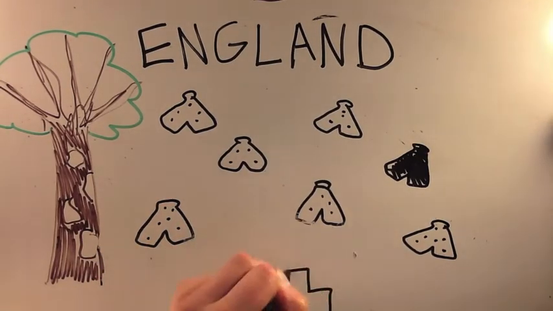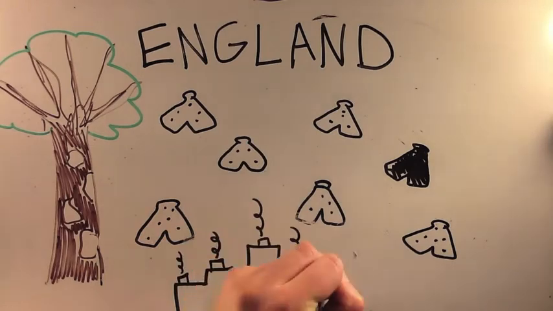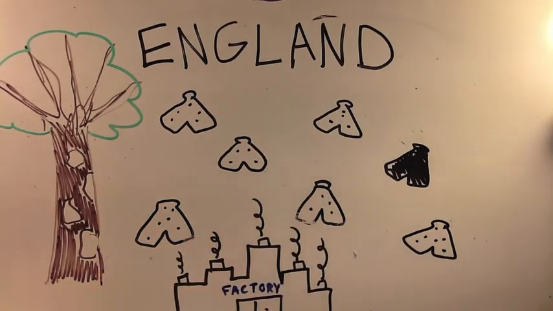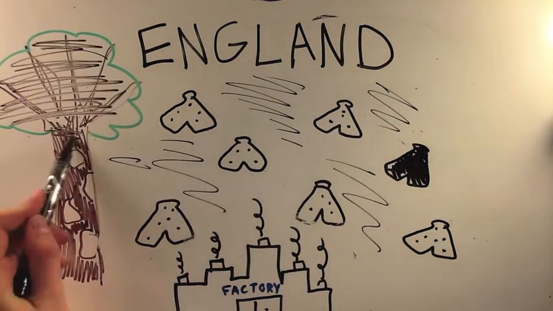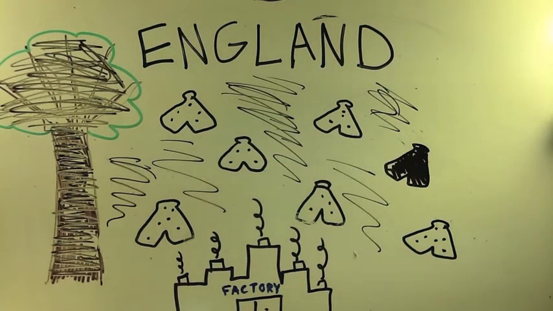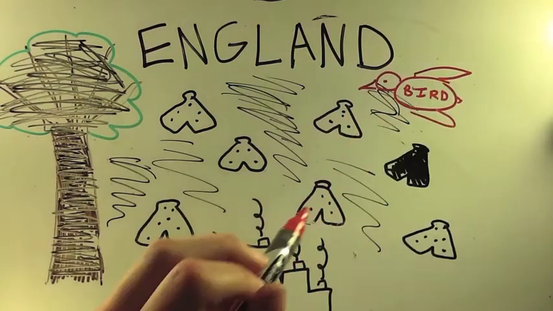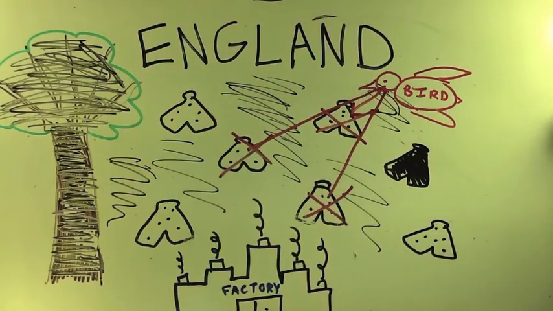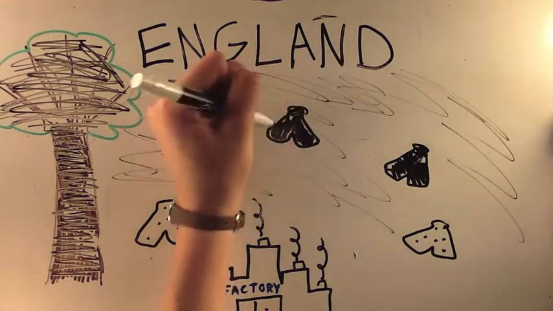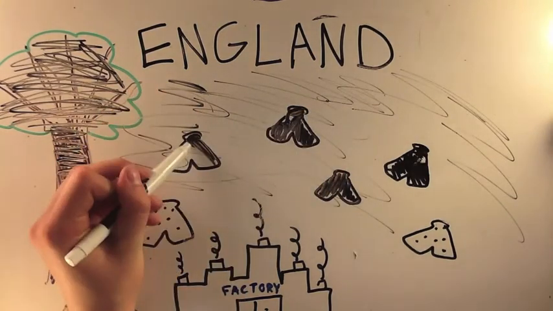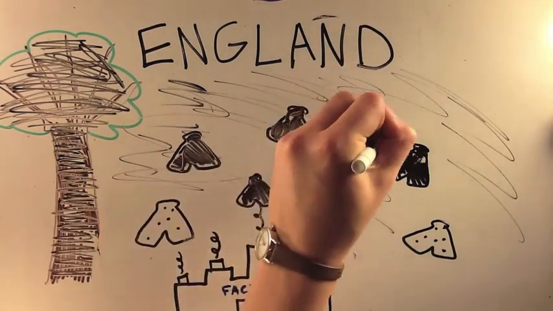However, when the Industrial Revolution began, there was much more smoke and soot in the air. The buildings and trees that had once been light colors became darker with soot. The lightest of the moths now stood out, and so they were easy pickings for predators. Under these circumstances, the darker moths camouflaged better and survived longer, which enabled them to reproduce more.